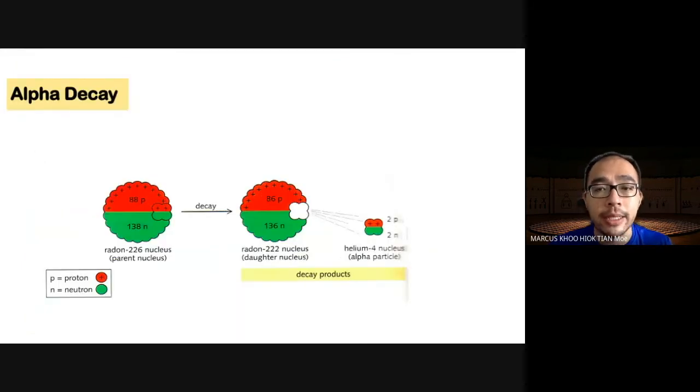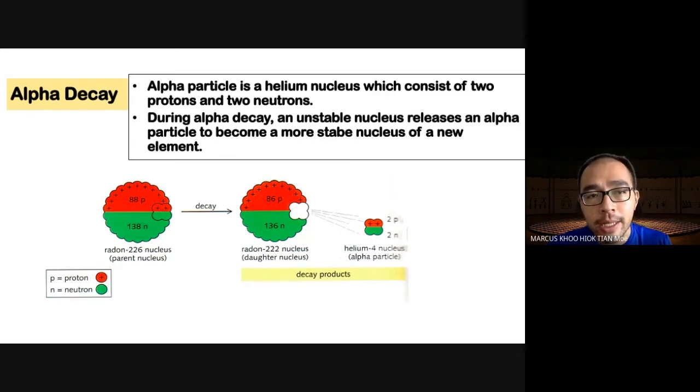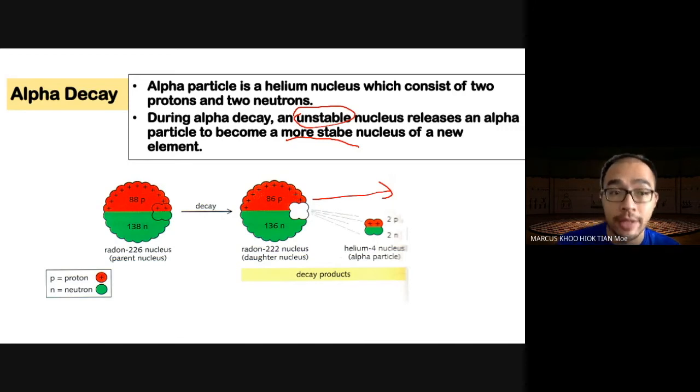So for example, in this situation, an alpha particle is a helium nucleus which consists of 2 protons and 2 neutrons. We explained it just now. So during alpha decay, an unstable nucleus releases an alpha particle to become a more stable nucleus of a new element. Notice that it is going from unstable to more stable, but it doesn't mean that it is totally stable. There is a possibility for this radon 222 to continue to decay again after that. But now we're just talking about one-time decay.